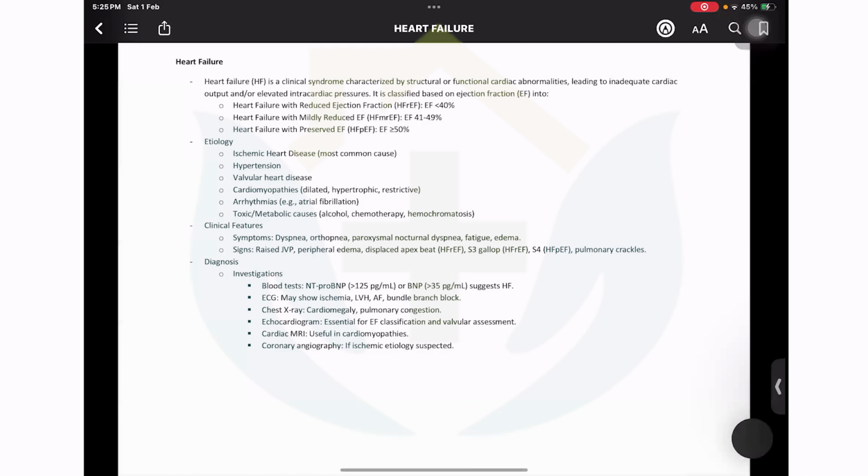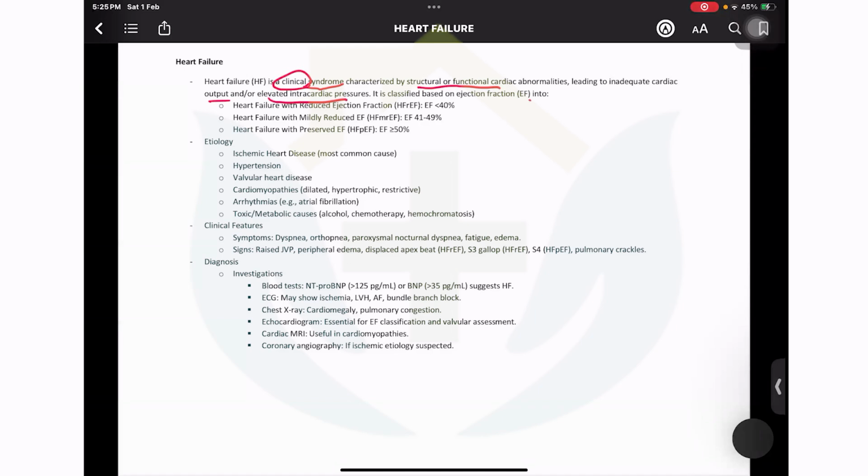So that was cardiomyopathies for you. Now we will do heart failure. Heart failure is basically a clinical syndrome. The patient comes to you with symptoms of heart failure; once they are diagnosed, they come with a diagnosis, but before that, they come just with the symptoms. The patient has structural or functional cardiac abnormalities leading to inadequate cardiac output or elevated intracardiac pressures.